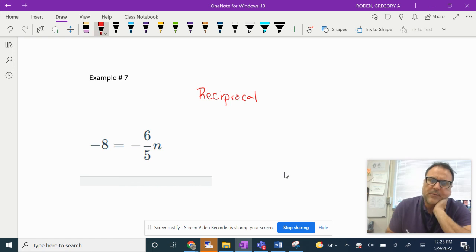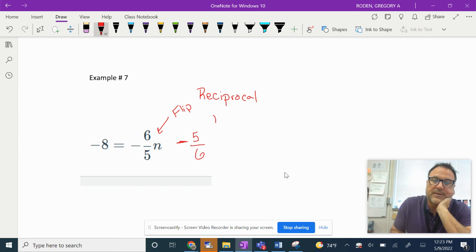Well, what we're going to do is this fraction right here, we're going to flip it. We're going to keep the sign. That negative is going to come with it. We're going to multiply by the flip of negative 6/5. Well, what is the flip of negative 6/5? The flip of that is negative 5/6. So this is the reciprocal. And then I'm going to multiply the other side by the reciprocal also. So I'm going to put a negative 5/6 on this side.